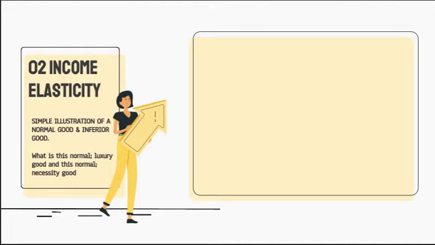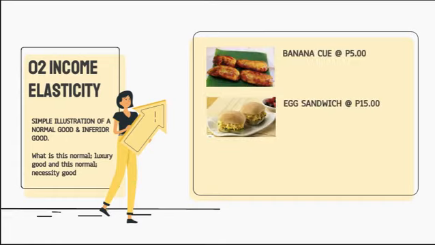Let me add this simple illustration of a normal good and an inferior good. Example, when Professor X will take a snack and has two options that are suited to his budget of 15 pesos. The options are banana cue and a sandwich. Between these two, banana cue is the inferior good and the sandwich is the normal good.